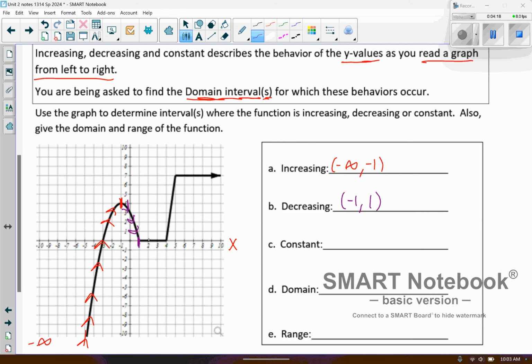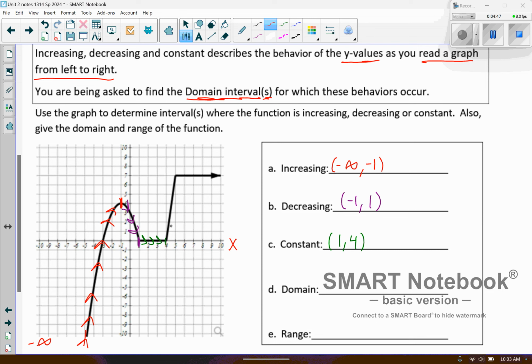So remember, your answer is in terms of the domain, so you're focused on x. The behavior is the increasing, decreasing, or constant part. And then you can see right here, all of a sudden it goes constant. The y value is not increasing or decreasing, it's staying exactly where it's at, and that's occurring from 1 to 4. From when x is 1 all the way to when x is 4, it just stays flat. It's not going up, it's not going down.